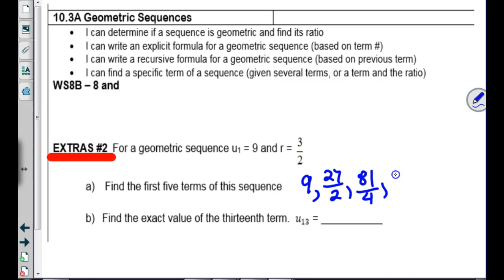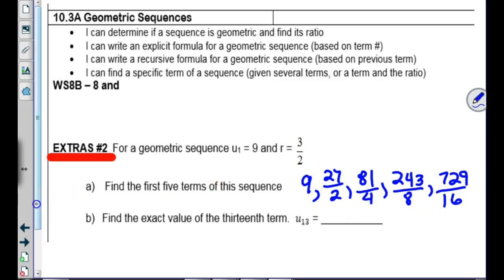If you multiply that by 3 over 2, and then by 3 over 2, I'm going to need help here soon. 243 over 8, right? And I need one more term. Thank you. 729 over 16. Everybody doing okay? Times 3 on the top, times 2 on the bottom.